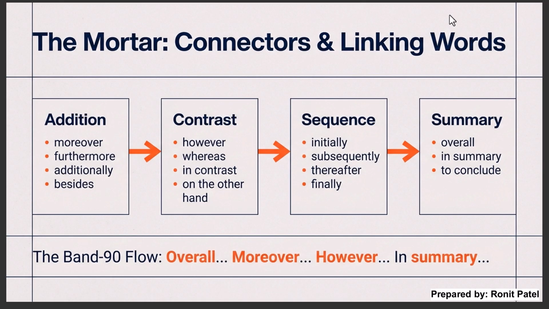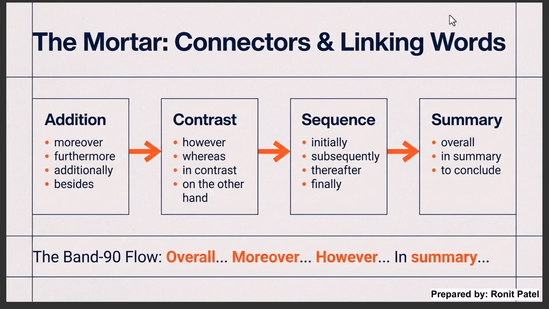Third category: initially, subsequently, thereafter, finally. These are best for diagrams where sequence is there, such as circular flow process charts, linear flow process charts, cycles. Fourth category: overall, in summary, to conclude. These are used for summarizing or giving a conclusion.